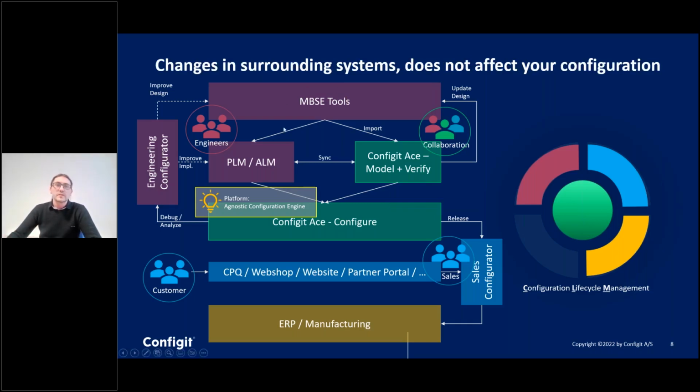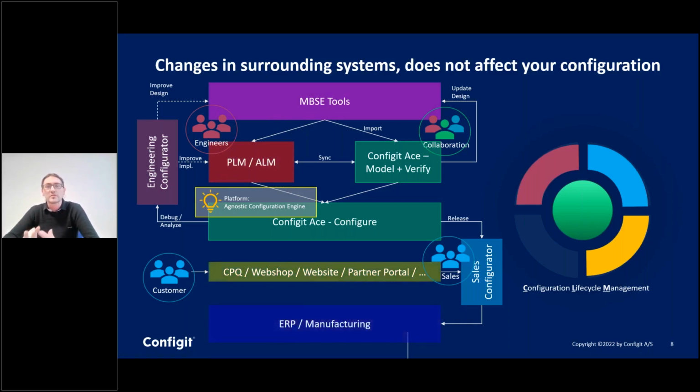So whenever a system around changes, and I have visualized it here by changing the color of the specific systems, the configuration engine can stay constant. So you don't need to change anymore the configuration knowledge, the product model, when you exchange a PLM system, a CPQ, a web shop, or whatever holds today your configuration knowledge. That's a nice benefit for the future, to be more agile, to exchange systems while you're going.